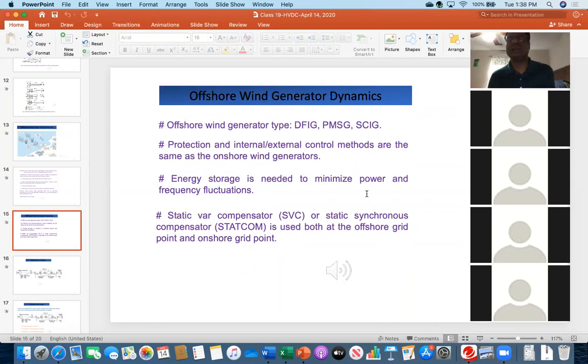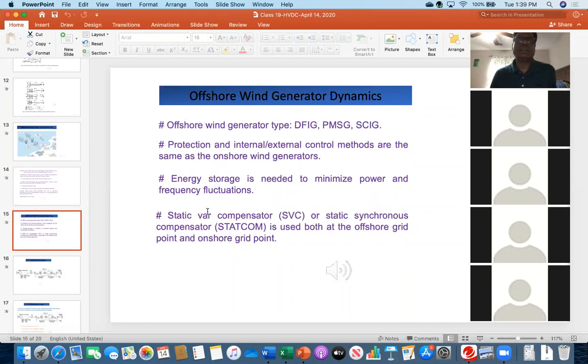Energy storage is needed to minimize power and frequency fluctuation. And then typically, a static VAR compensator, which is called SVC, or a static synchronous compensator, which is called STATCOM, is used at both the offshore grid point and onshore grid point. SVC and STATCOM are basically reactive power compensators, which mainly control the voltage. So these are all the components and equipment needed with offshore wind generator systems, and these components govern the dynamics of the system.